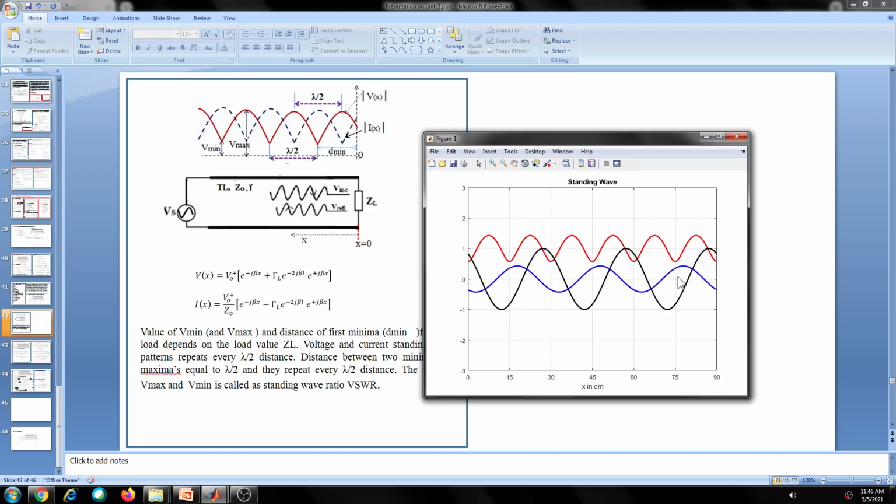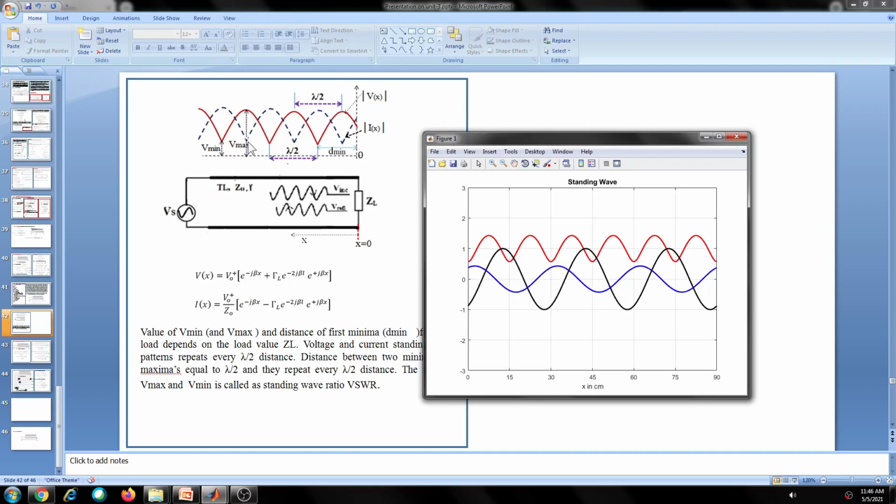For a short circuit, this minima coincides with the zero axis. If the minima coincides here, the minima is 0, for a short circuit and also for an open circuit. But for other loads it is above 0, it takes some minimum value, called V minimum. How much it is depends upon the load. For a short circuit or open circuit, V minimum is 0, but for other loads it is some value.